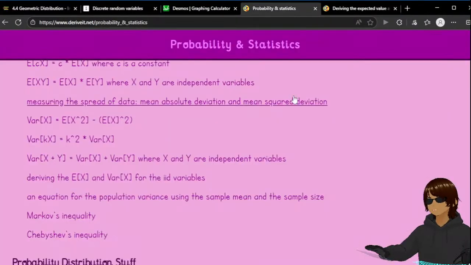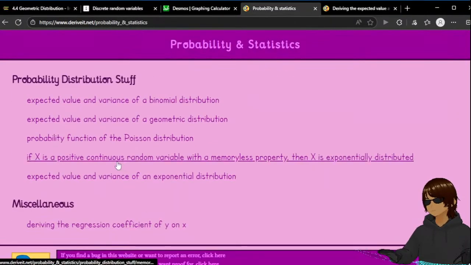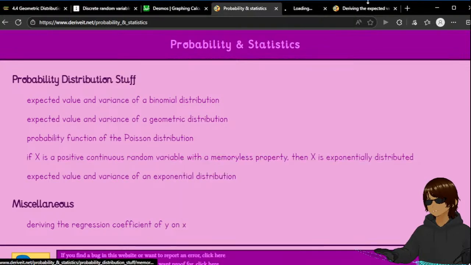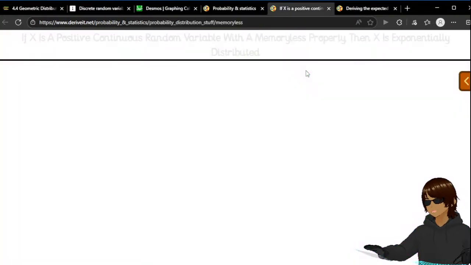I forgot what memoryless meant. I think later they will tell us.